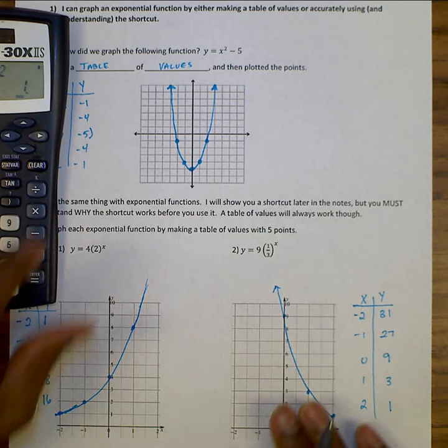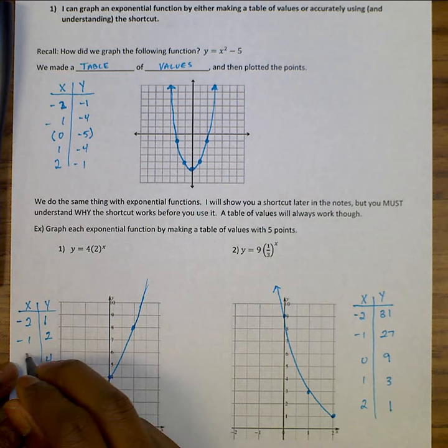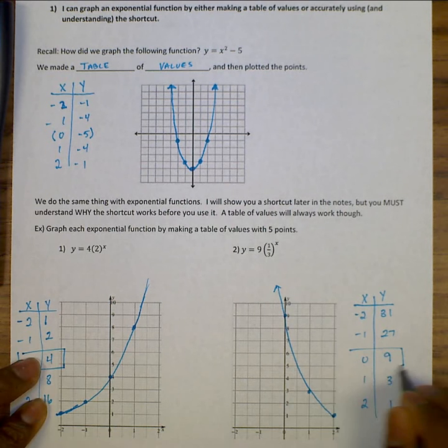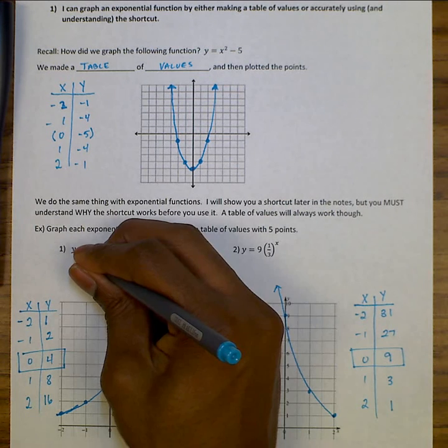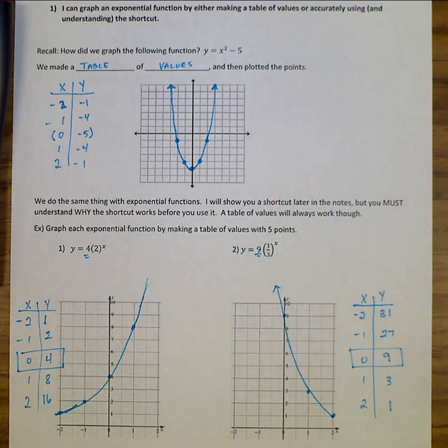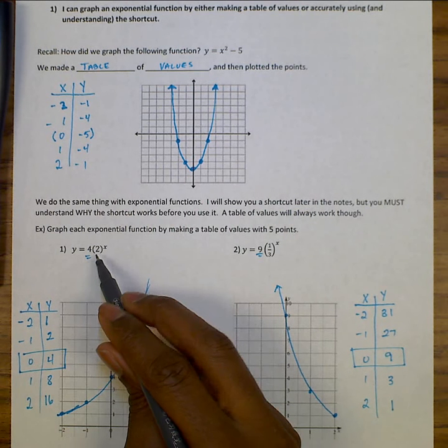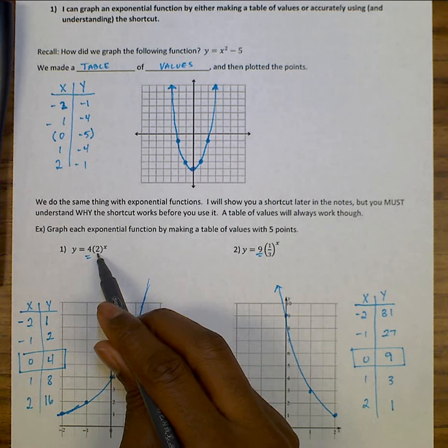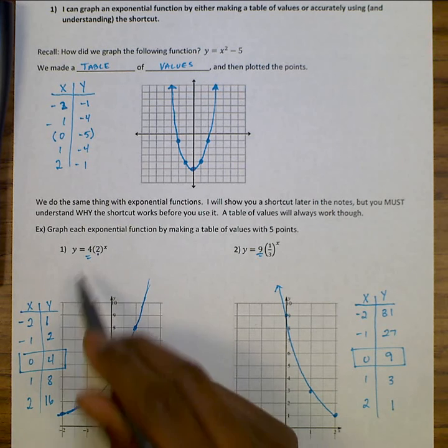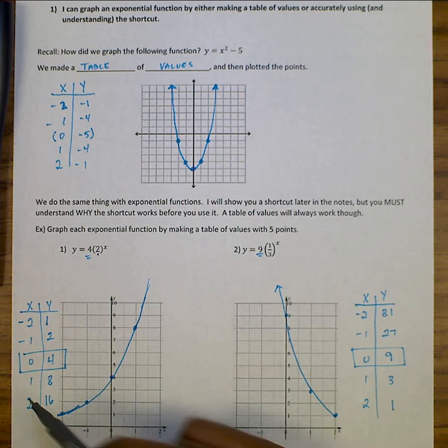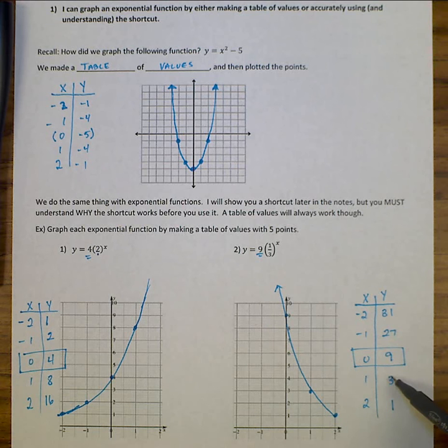Okay, so a couple things to notice before we turn this page. Notice here, guys, that 0 in both cases gave us our initial value, and that's going to be part of the shortcut. The other part of the shortcut is that our next step after that was a factor of our growth factor. So we have 4. Our next step is times the growth factor. 8 times the growth factor gives us 16. 9 times the growth factor, 1/3, gives us 3. Times the growth factor gives us 1.